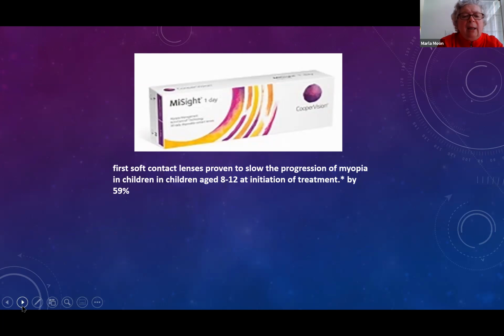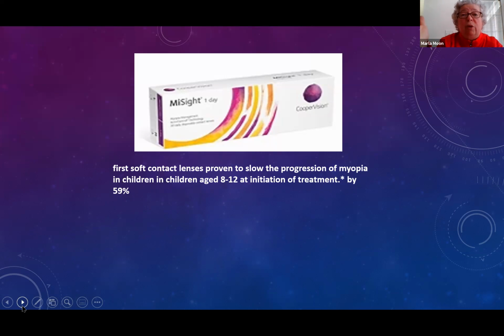And the neat thing about it is, because of its design, and we'll talk a little bit about that in a minute, it decreases the rate of progression by about 59%. That's significant. If we can slow down progression of myopia to only a quarter or a half a diopter every 12 months, as opposed to a diopter and a half. So what I'm talking about is 1 to 2 steps of myopia progression versus 4 to 6 steps.